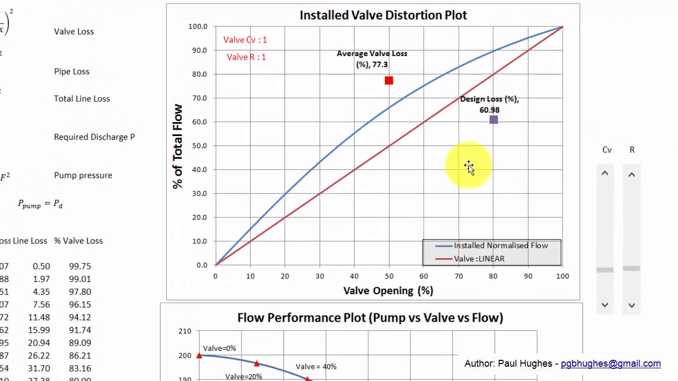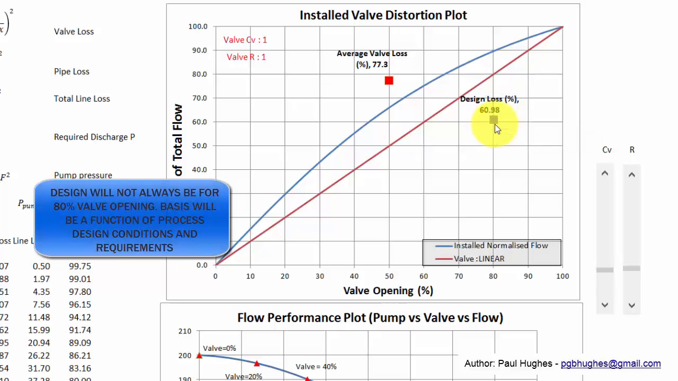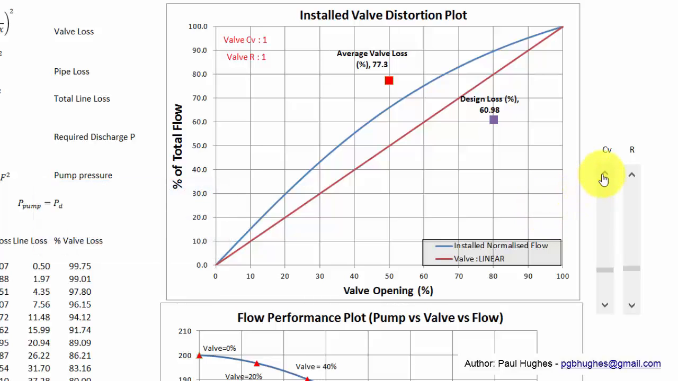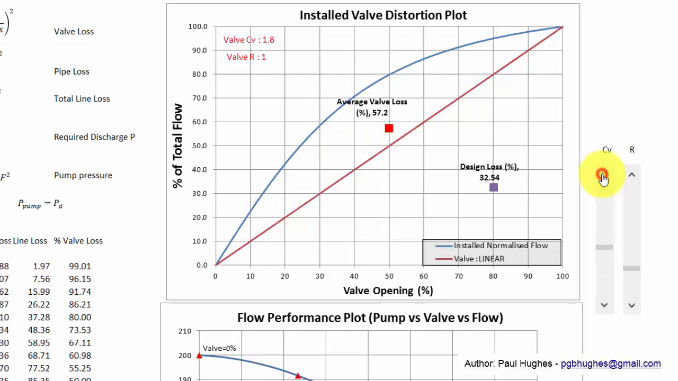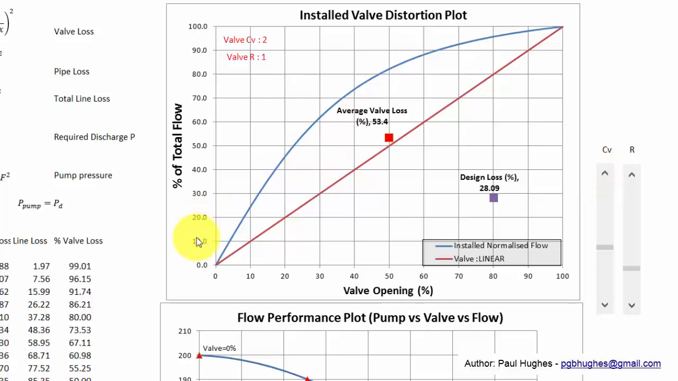So we would normally design for 80% valve opening, and that would give you a 61% line loss over the valve. Now, if we want to see the effect of increasing the CV of the valve, we can increase the CV. In other words, we're reducing the losses over the valve, and you'll see what's basically happening is the line is distorting even further to give you more of a quick opening characteristic.